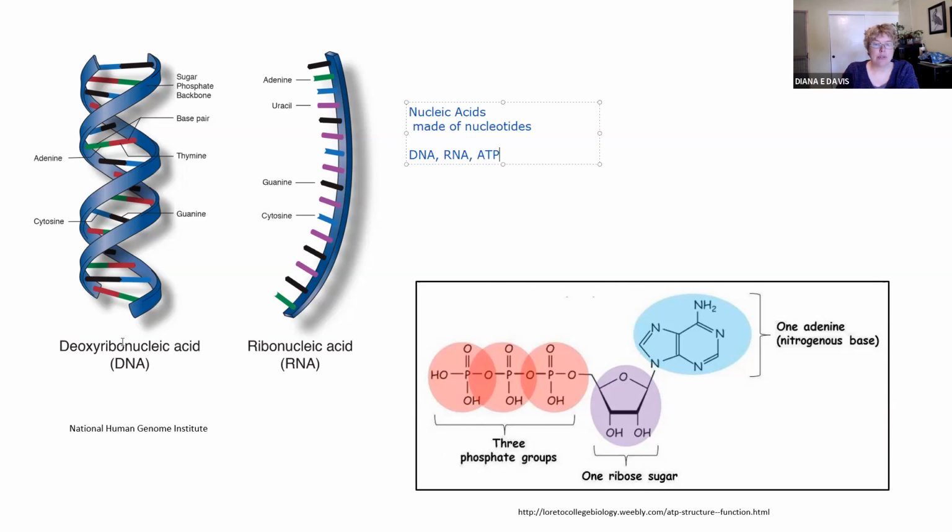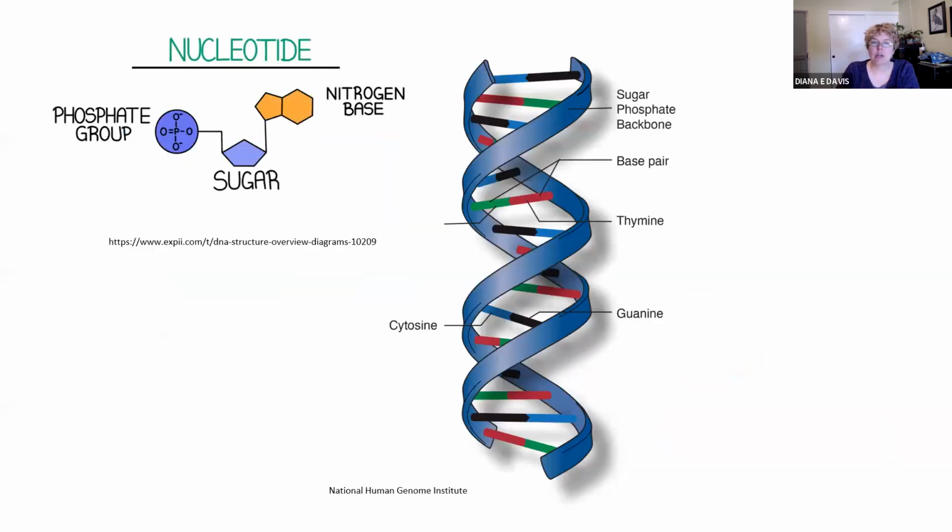DNA, of course, that's our genetic information. And it forms this double helix structure. And RNA, we're going to talk about what RNA does, but it's related to DNA, but slightly different. We're going to talk in more detail on that in just a second. We're going to start with DNA.